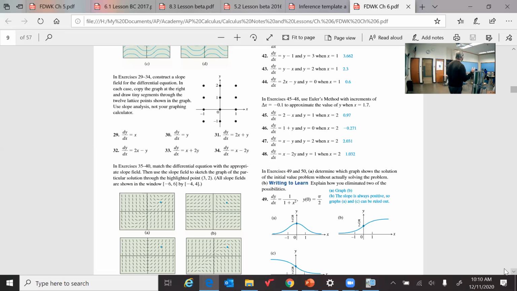There's 12 points. We have to do all of those 12 points and draw the slope field. That would be it for that component of the question. But you need to go to 30 and/or 34 to make sure this makes sense.